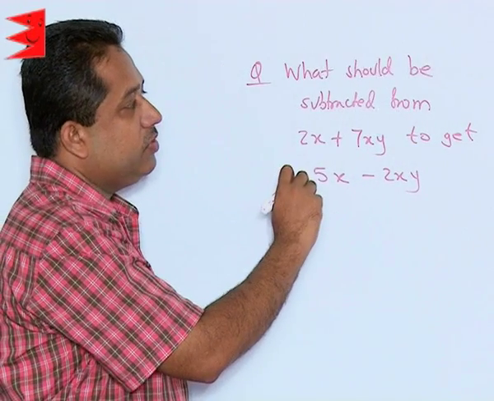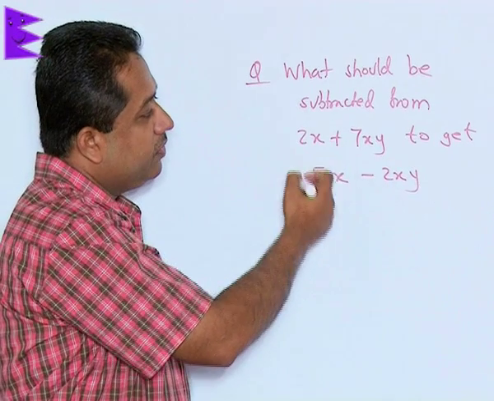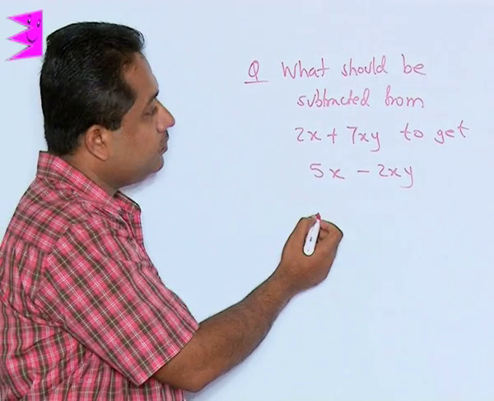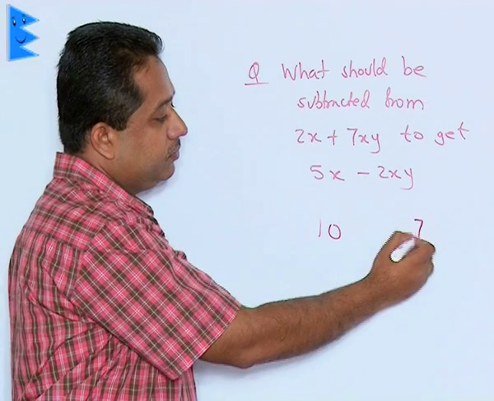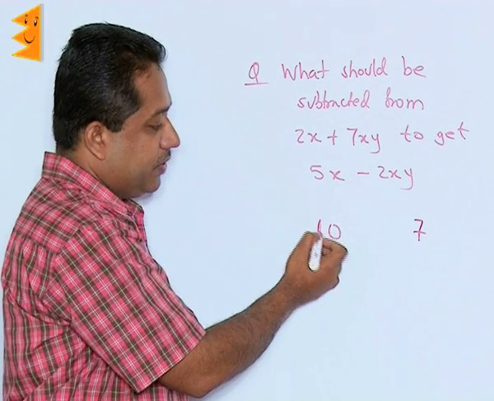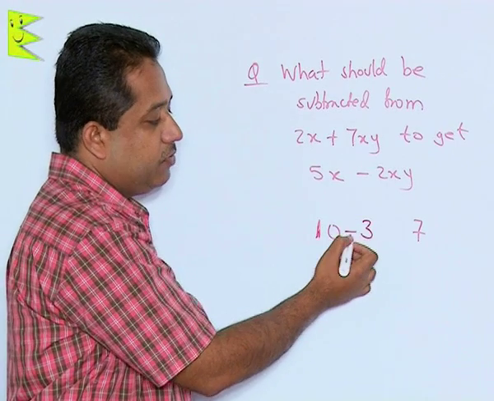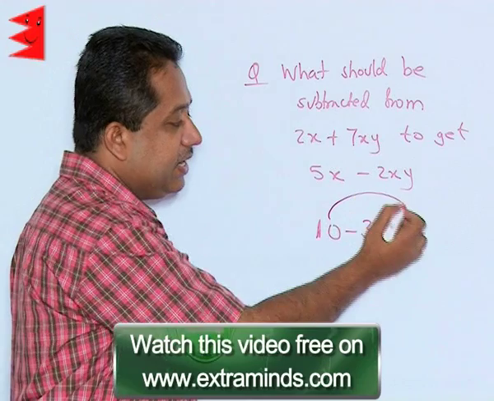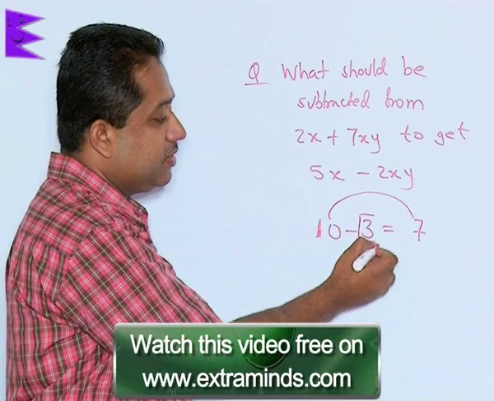In the previous question we saw what should be added to something to get something. So, this is an algebraic expression. Let's think in terms of numbers. What should be subtracted from 10 to get 7? The answer is simple. We have to subtract 3. Now, how do we get this answer 3? We are subtracting 10 and 7. We got 10 minus 7, we will get this answer 3.